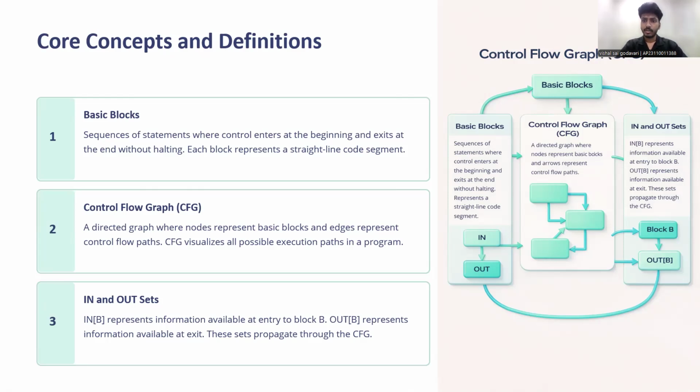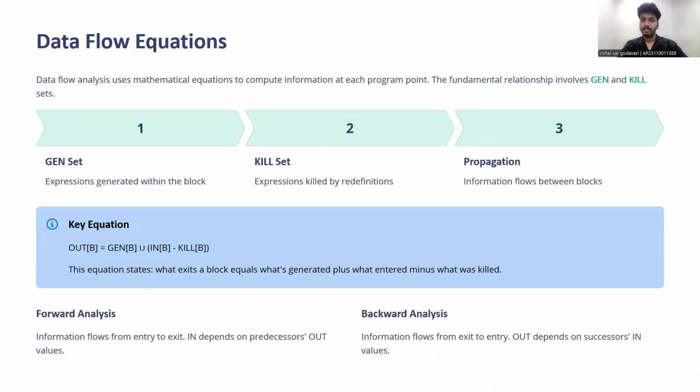And now comes the core logic, the equation behind everything. Out of a block is equal to what is generated inside the block plus what comes in minus what gets overwritten. In simple terms, gen is new information created and kill is old information that becomes invalid. So we are constantly updating the information that is valid at each point. There are two ways this information flows: forward analysis and backward analysis. Forward analysis means start to end, and backward analysis means end to start. This depends on the type of problem that we are solving.